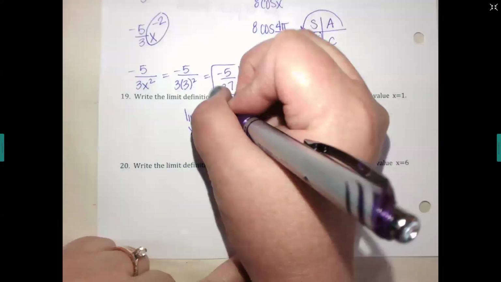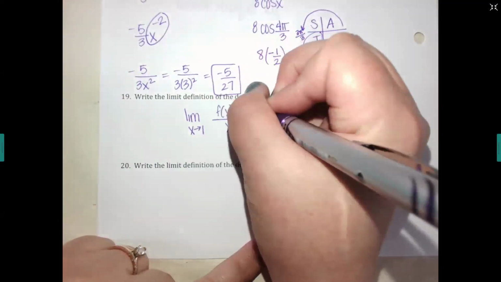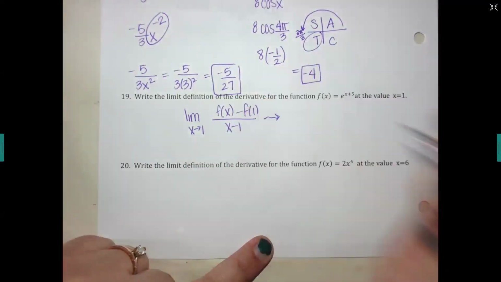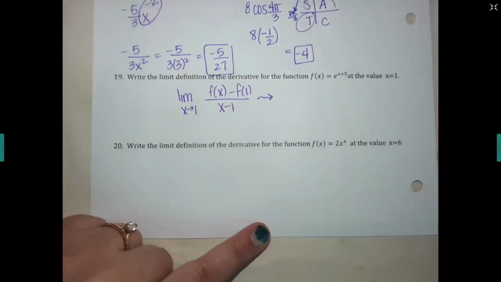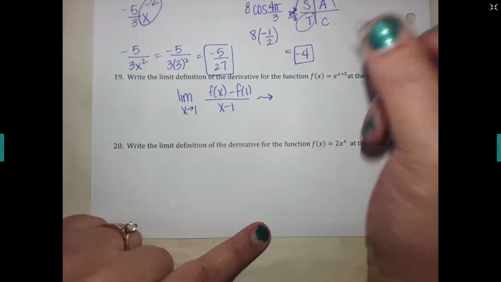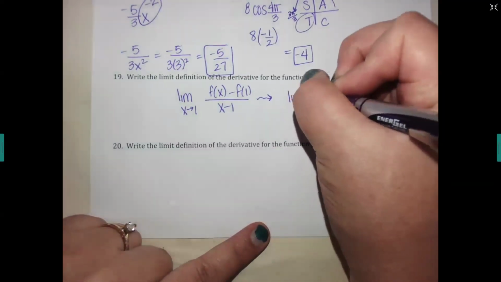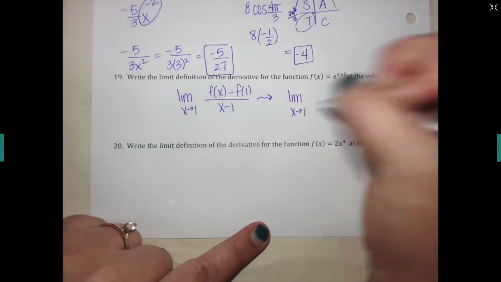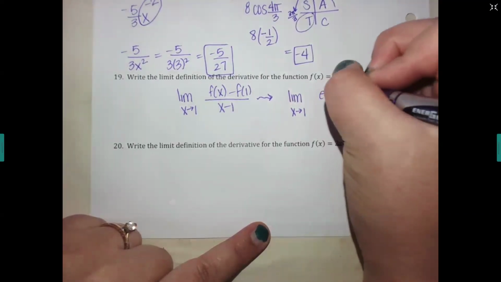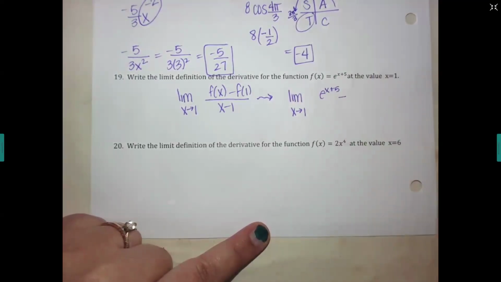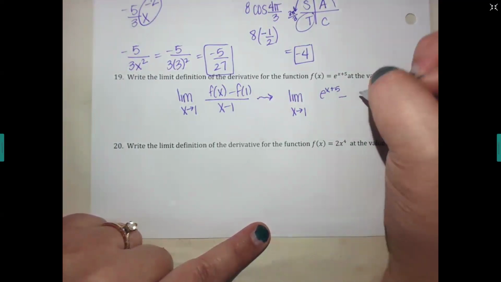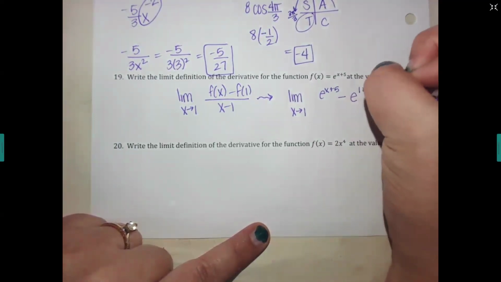So I'm going to write it first like that, and then I'm going to plug in for this particular function. What is my regular f of x? It's e to the x plus 5. So it'll be lim x approaches 1, e to the x plus 5 minus, and then in f of 1, I would have to plug that 1 in for the x. So it'd be e to the 1 plus 5.